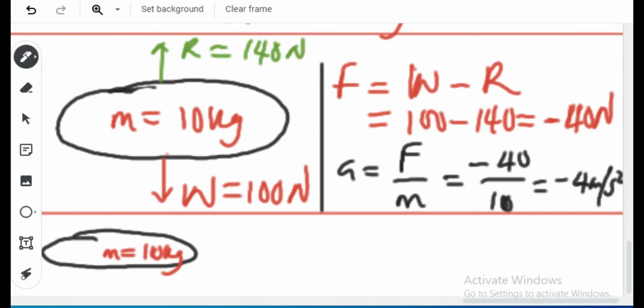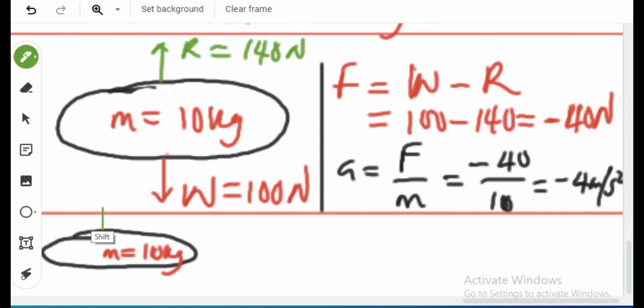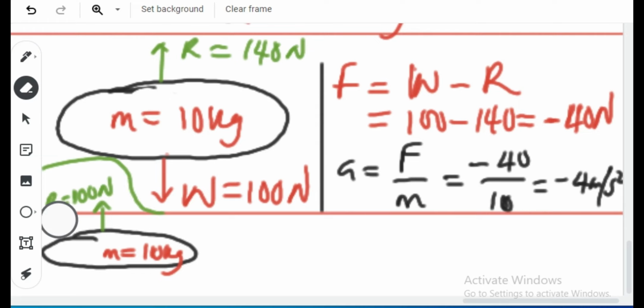Okay, so that we don't have to have many stages, let me just decrease the air resistance to 100 Newton. Did you hear me? Yes, sir. The air resistance has decreased to 100 Newton. From what to 100 Newton? From 140 Newton to 100 Newton.